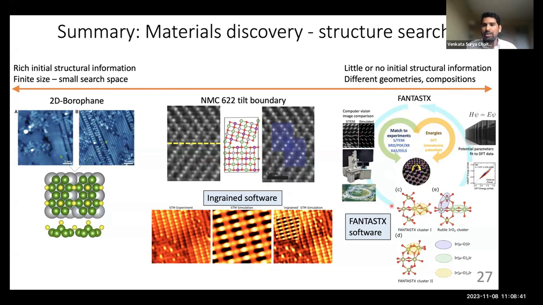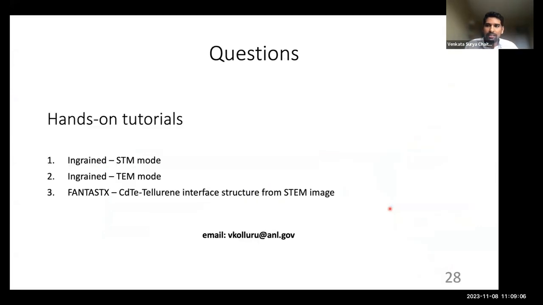And also we showed the FANTASTX software, where we combine the theoretical calculations along with the experimental mismatch so that we get metastable or stable structures that are experimentally observed, like intermediate structures in reaction phases or interfacial structures in grain boundaries and so on. So with that, the presentation part is done. I'm happy to take any questions.